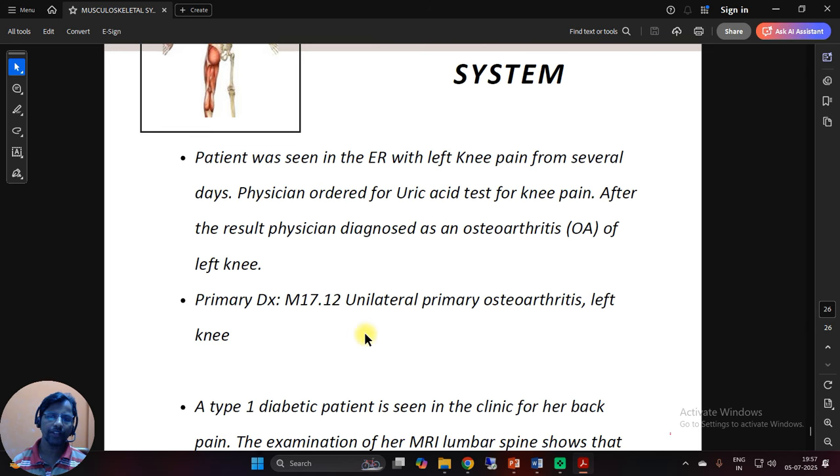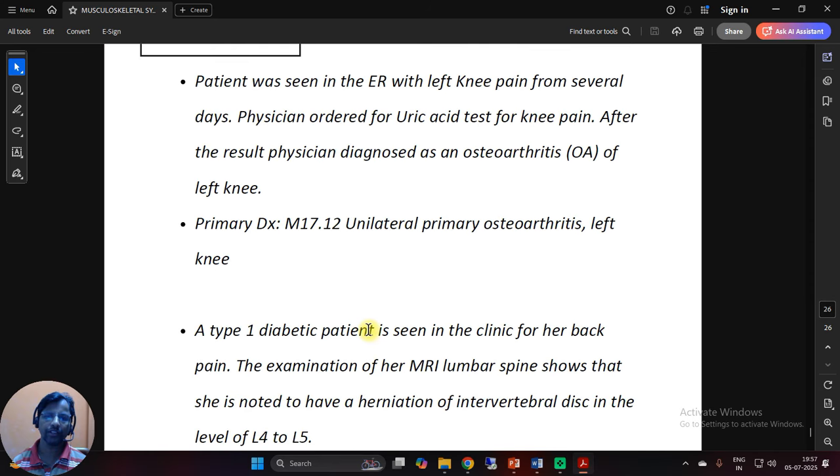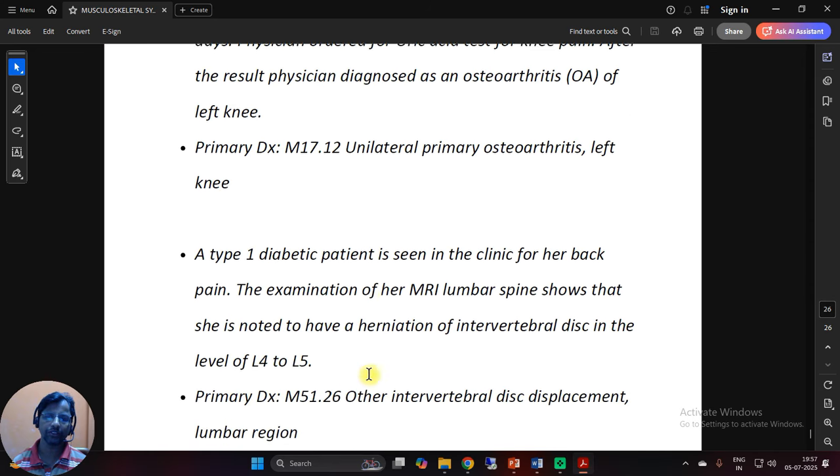So we have one example here. Patient was seen in the ER with left knee pain for several days. Physician ordered a uric acid test for the knee pain. After the result, physician diagnosed osteoarthritis of the left knee. So you need to code M17.12.